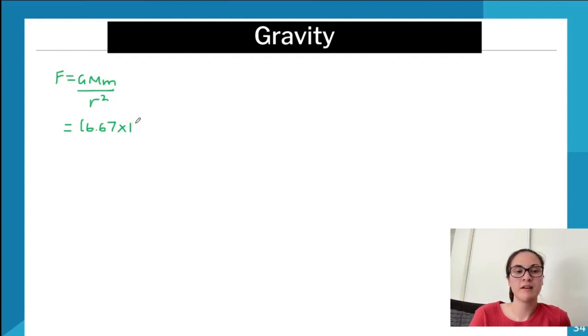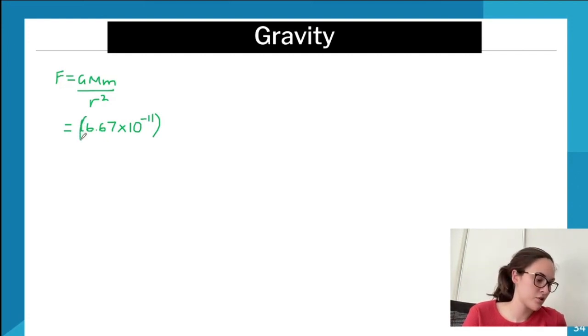Yeah, so by 10 to the negative 11. Multiplied by that first mass, which is going to be 1.496 by 10 to the 8.